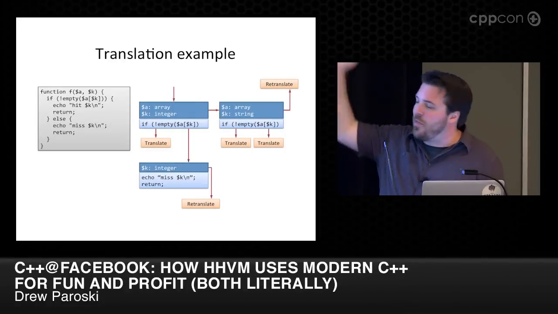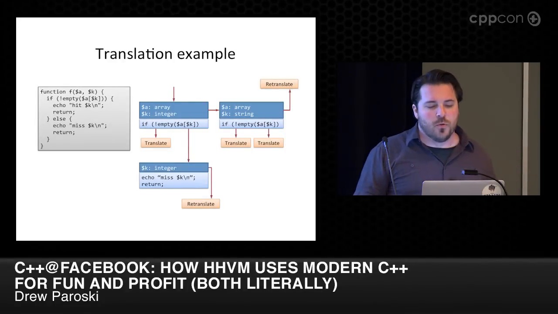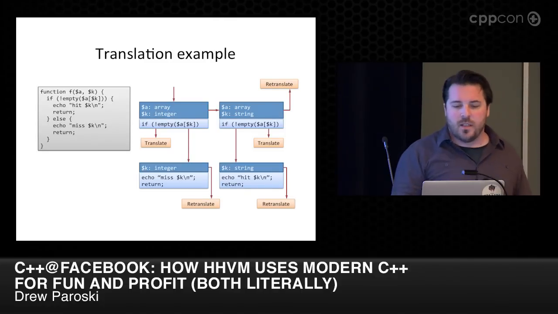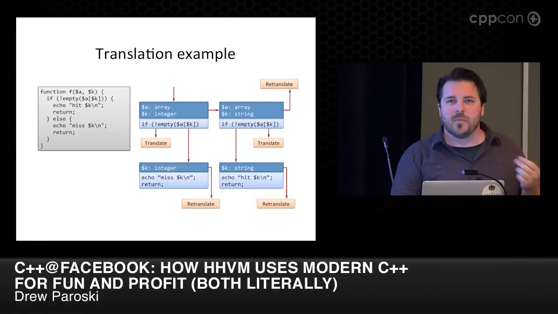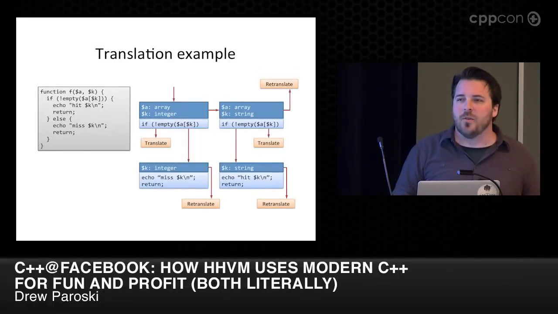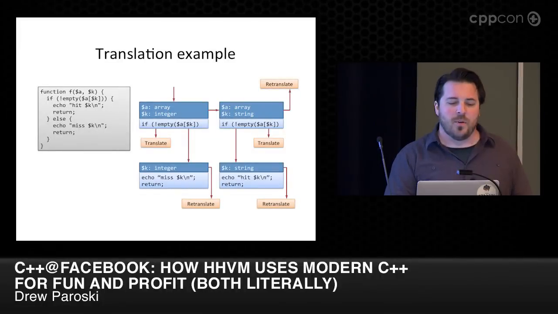And once again, we have our 3 possible control flow paths. Let's say this time around the condition evaluates to true. So that translate stub will now generate a translation for the if case, where K is a string, and once again, we don't care about A because it's not used in the if clause. So that gives you a pretty quick overview of what it looks like as code is executing, how tracelets get generated, how they get stitched together organically as the program executes.